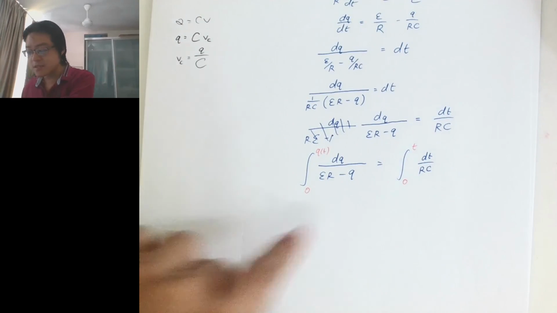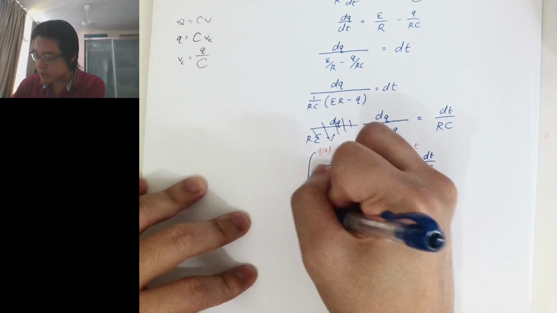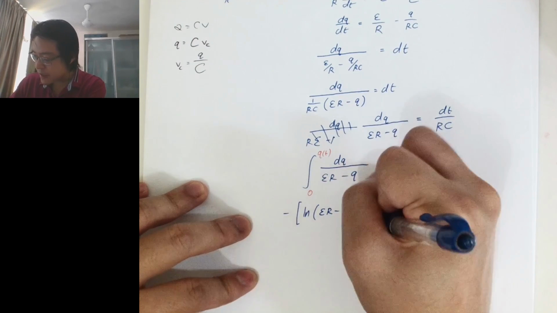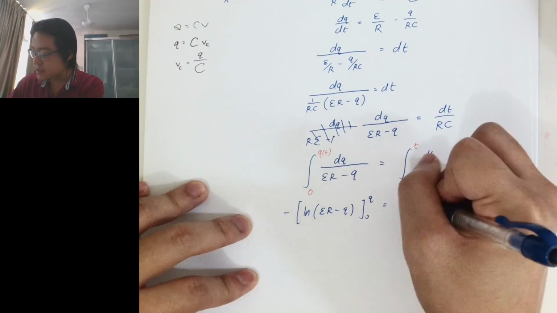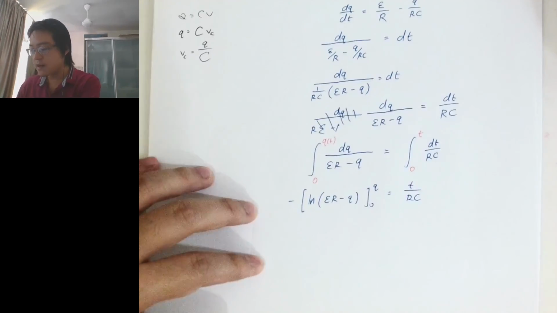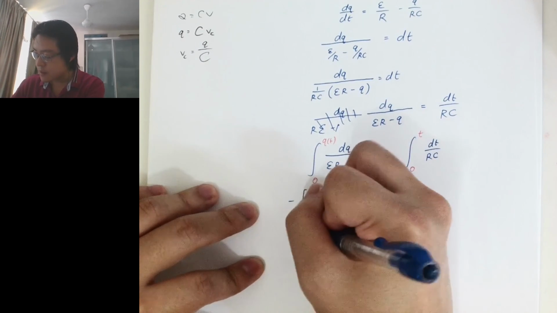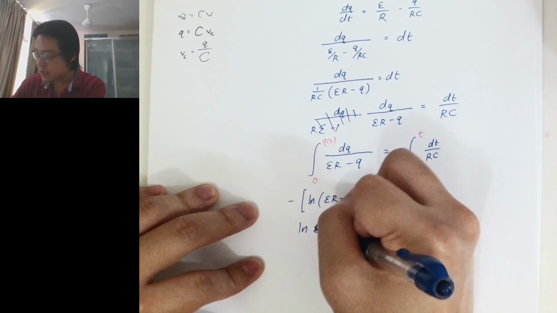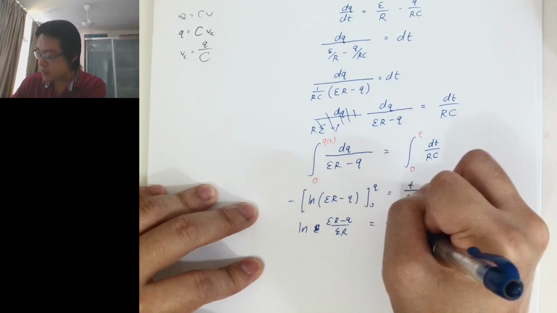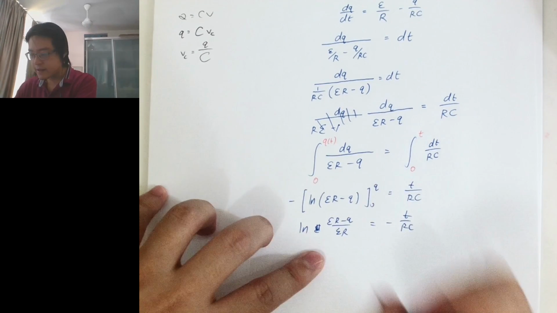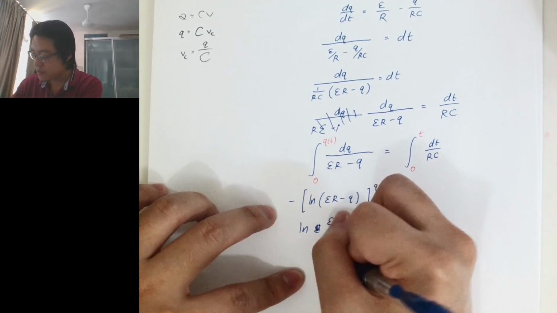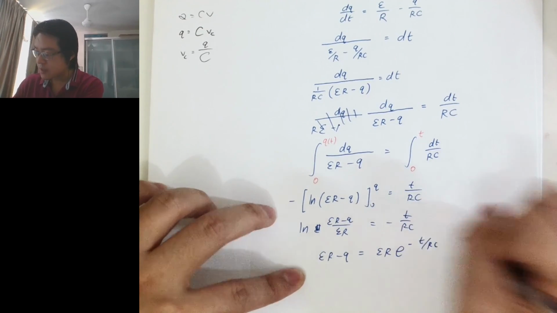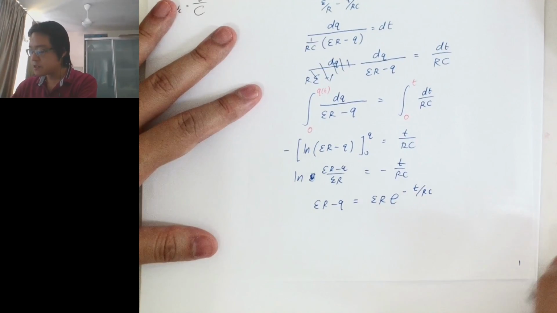So just perform this integration. This is pretty straightforward to integrate. I get negative logarithm of (ER minus Q) from 0 to some later Q, and the right side integrates to t over RC. So I get the log of (ER minus Q) over ER is equal to minus t over RC. From here I can get ER minus Q equals ER e to the power of minus t over RC, right? And then rearrange a bit further.